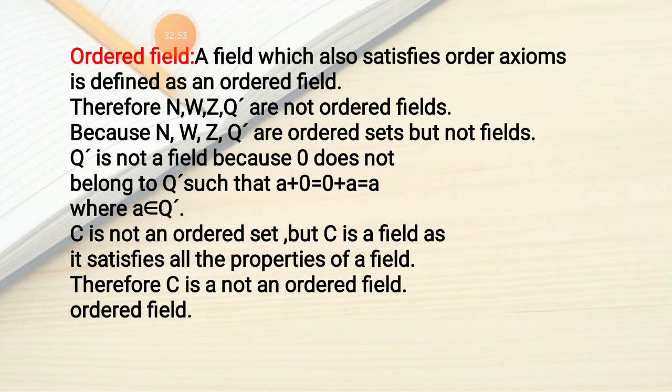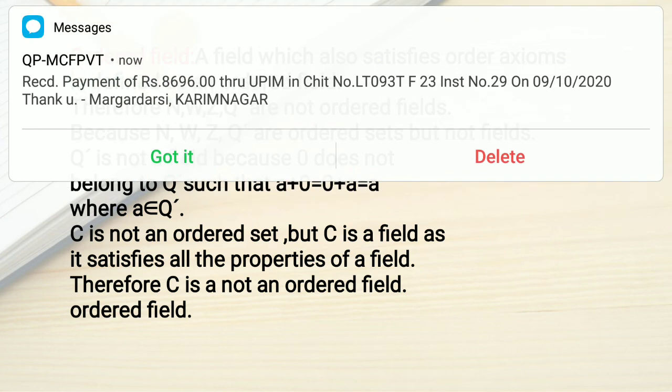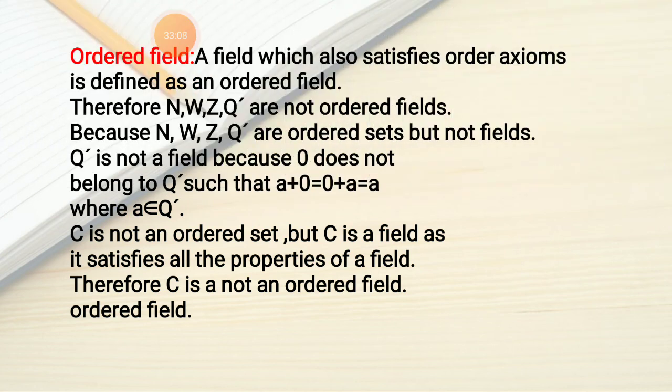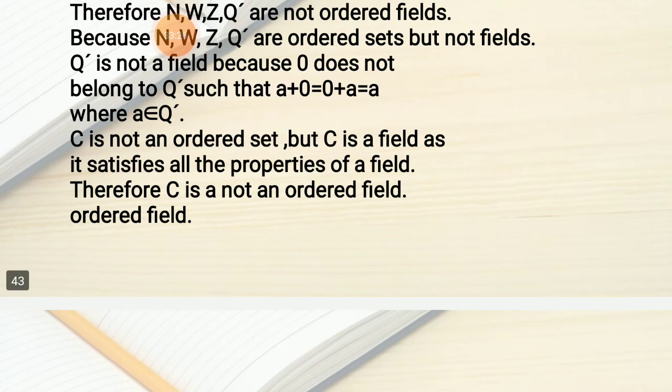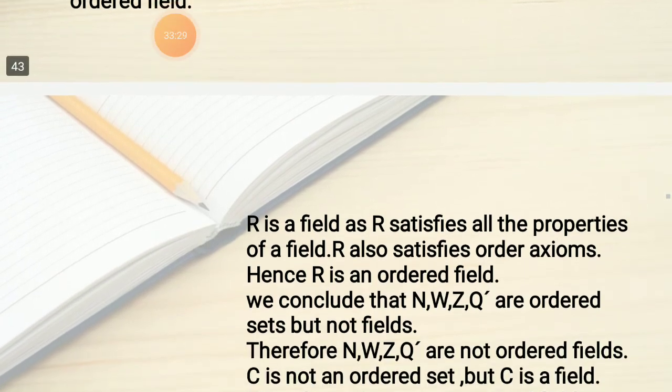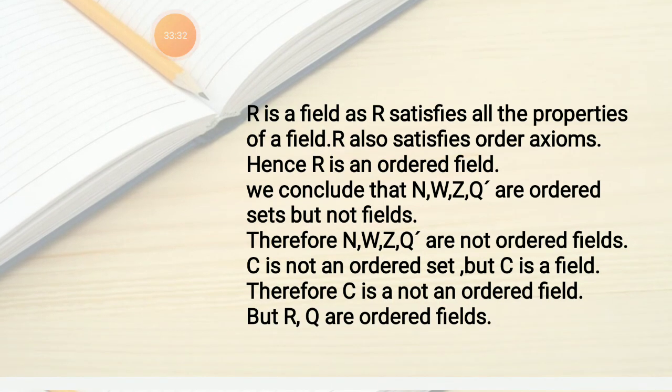Here N, W, Z, Q dash are not ordered fields because they are not fields. They are ordered sets only. Q dash is not a field because 0 does not belong to Q dash such that a plus 0 equals a, where a belongs to Q dash. C is not an ordered set, but C is a field as it satisfies all the properties of a field. Therefore C is not an ordered field because it is not an ordered set. But R is an ordered field. R is a field as R satisfies all the properties of a field. R also satisfies the order axioms, hence R is an ordered field.